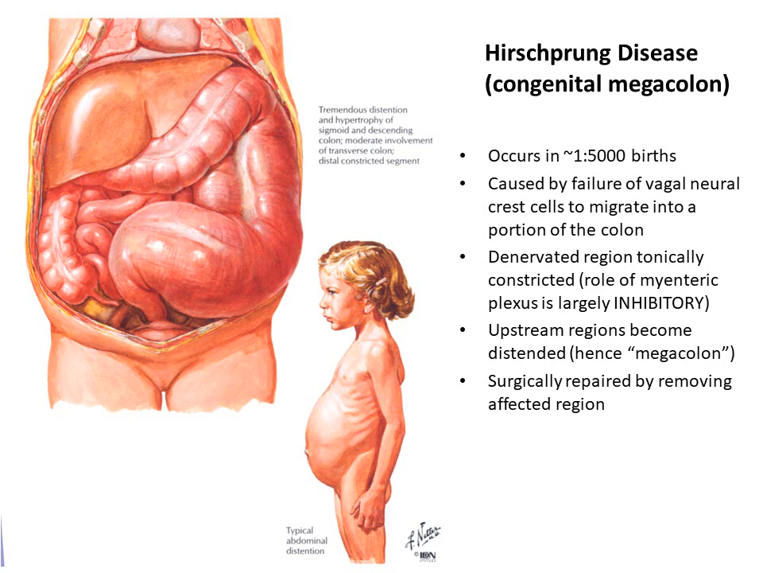They innervate regionally, and the role of the myenteric plexus is largely inhibitory, maintaining tonic constriction. The upstream region becomes distended, hence the name megacolon. It is surgically repaired by removing the affected region.